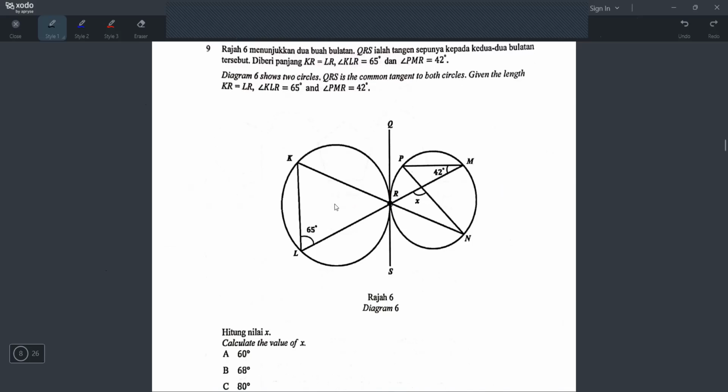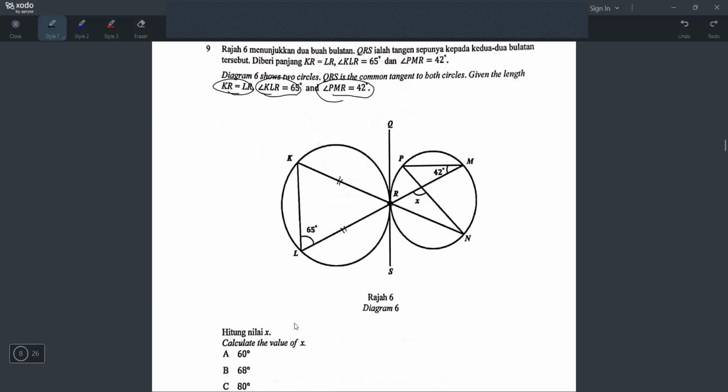And at the tangent point, when you have a center and draw a line to the tangent, it will be 90 degrees. But they never put any center on this circle, and they also never put any center here. So I don't think I can label the 90 degrees. And then what else do they say? Given the length KR equals LR. Okay, let's put it like this. And then KLR is 65. They put it already. PMR is 42. Okay, nice.